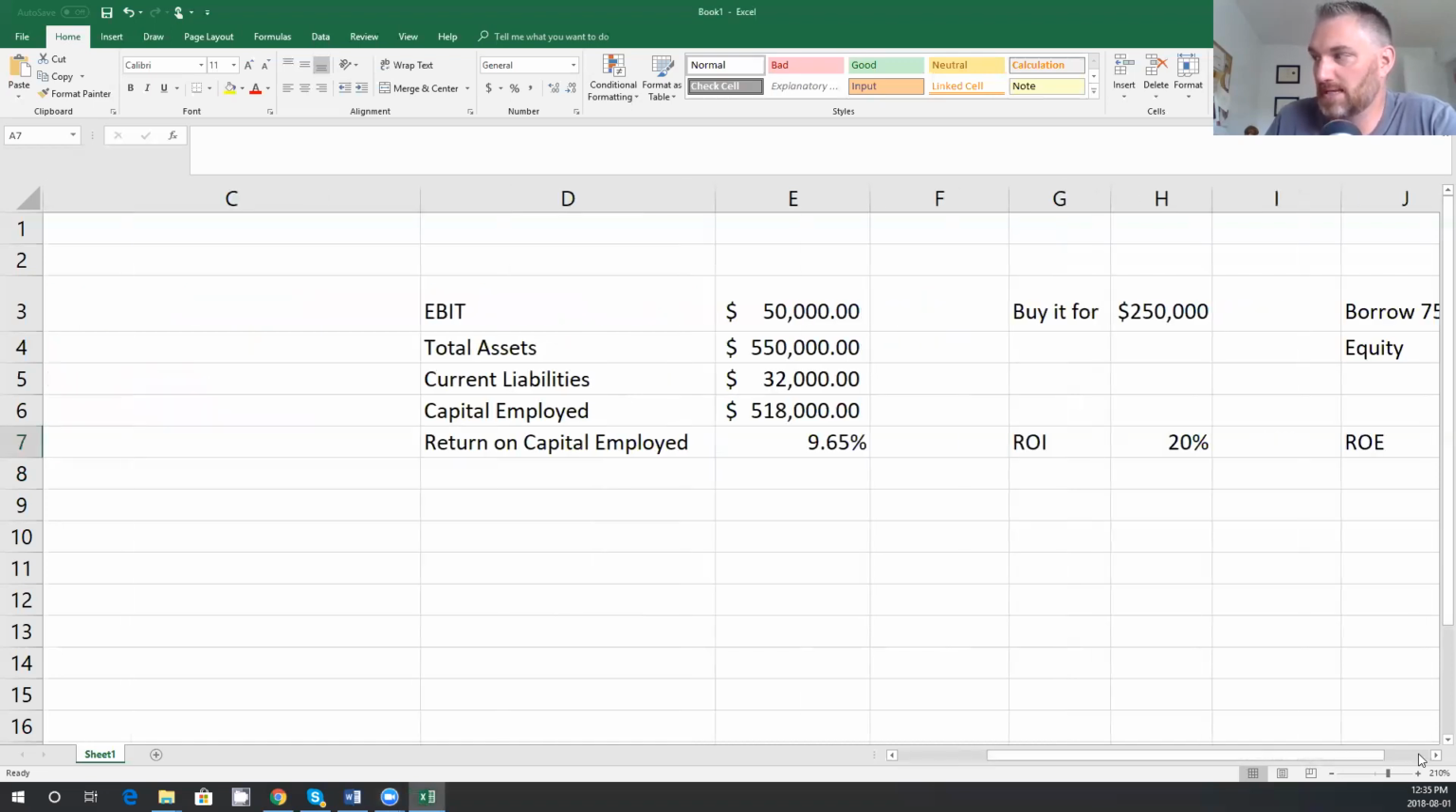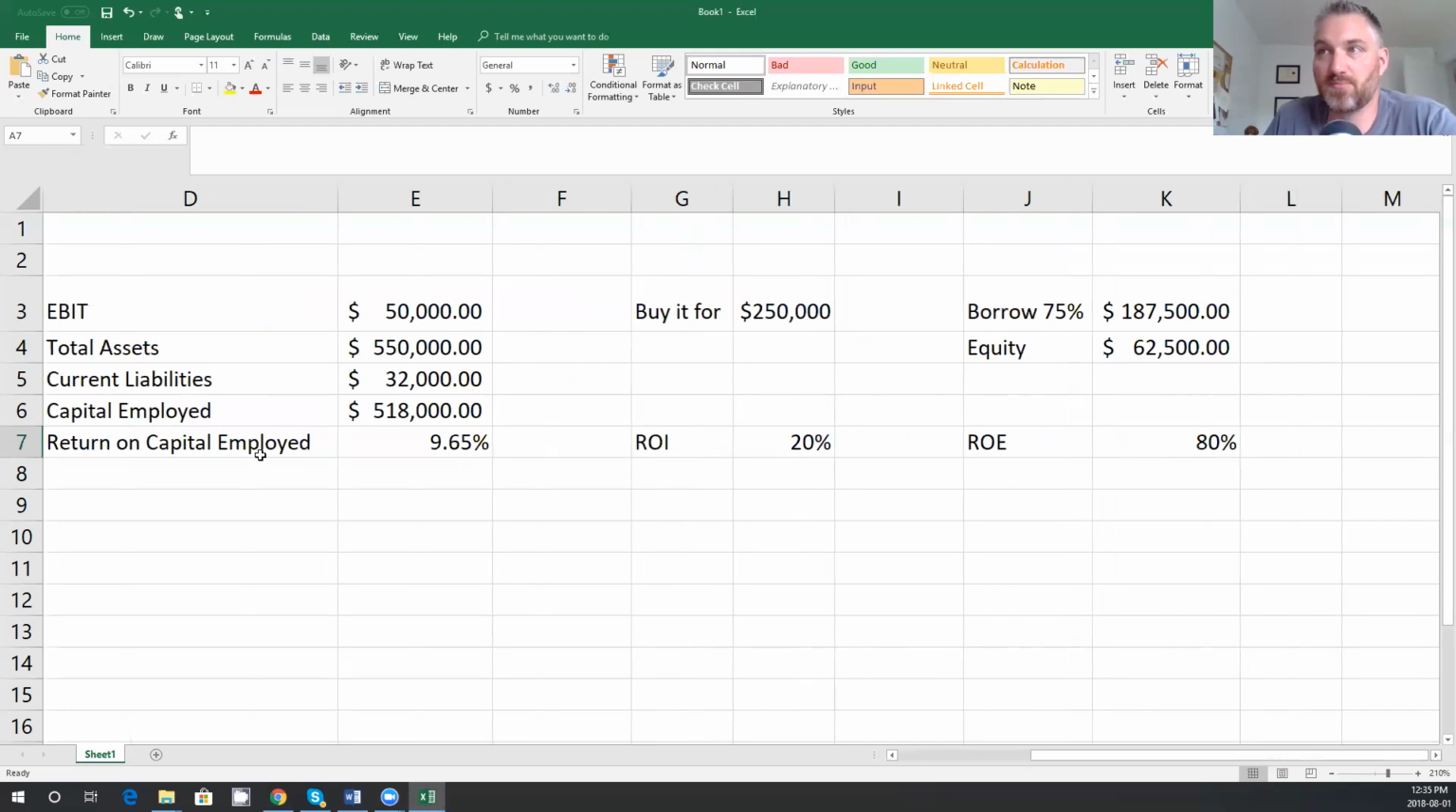So basically, we've got a sample company here. We're going to say that it has an EBIT, which is earnings before interest and taxes. We're just going to keep it simple. We're not taking into account depreciation, amortization, et cetera. Just what are the earnings before taxes and interest are paid? And this business has total assets of $550,000, and there are current liabilities of $32,000. And that means the capital employed.